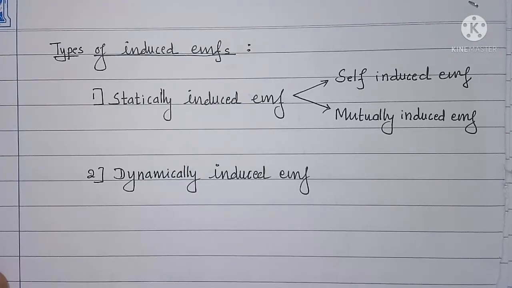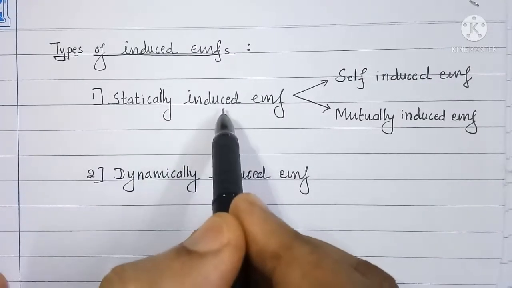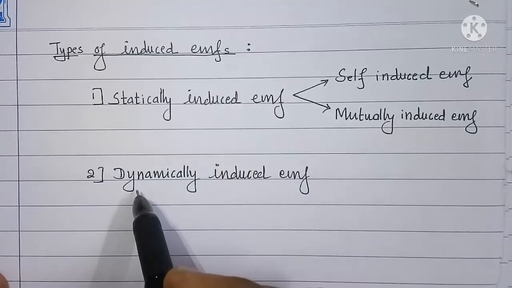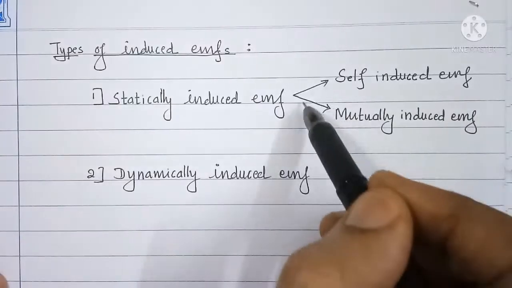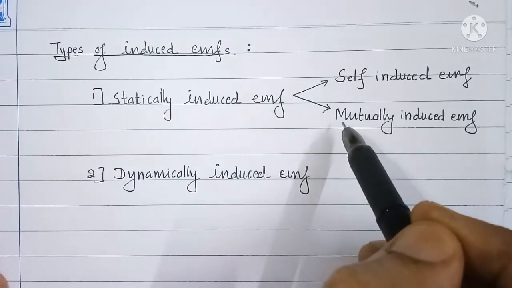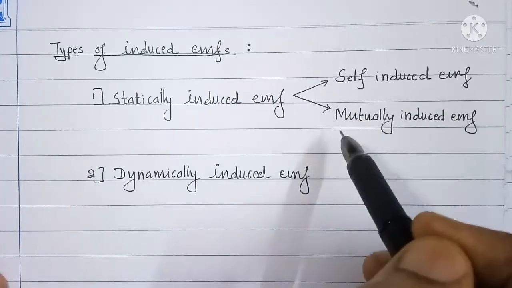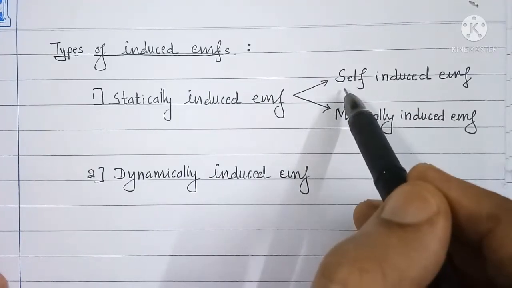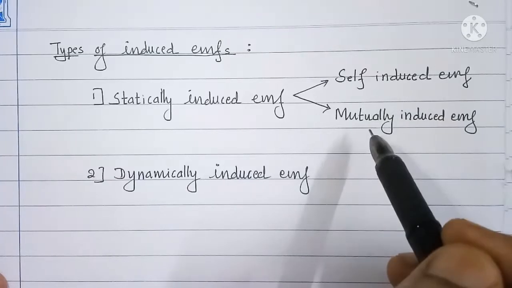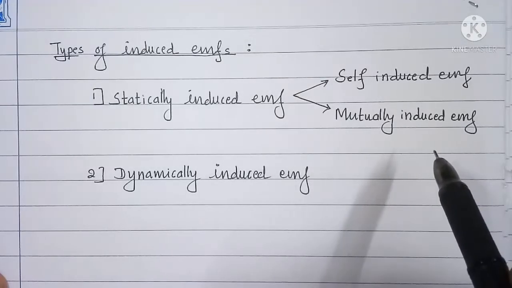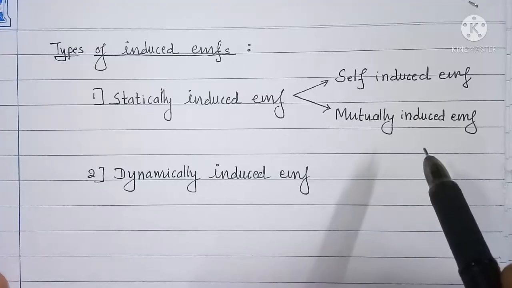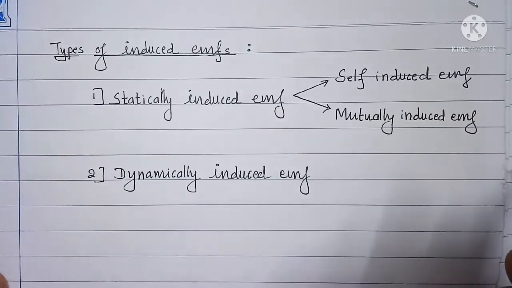There are mainly two types of induced EMFs. First one is statically induced EMF and second one is dynamically induced EMF. In statically induced EMF we are having again two types of EMFs. One is self-induced EMF and another one is mutually induced EMF. Now we will take these types of induced EMFs in detail.